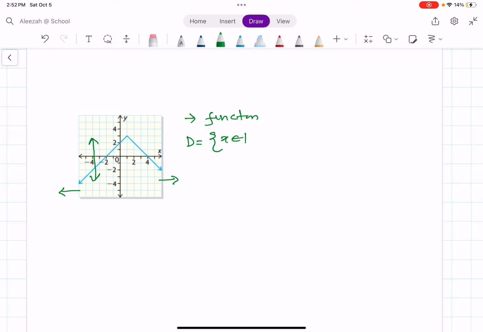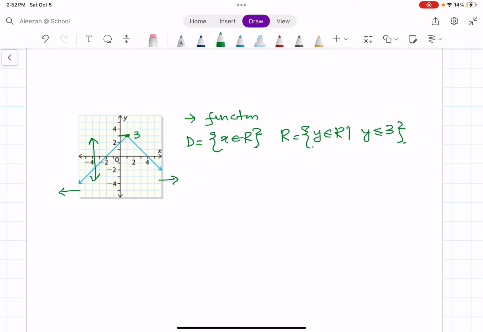X belongs to R. But when it comes to the range, this graph has a maximum point here, maximum value. And the maximum value at that point is 3. And you can see the whole graph is below 3. So the range will be y belongs to R such that y is less than or equal to 3.